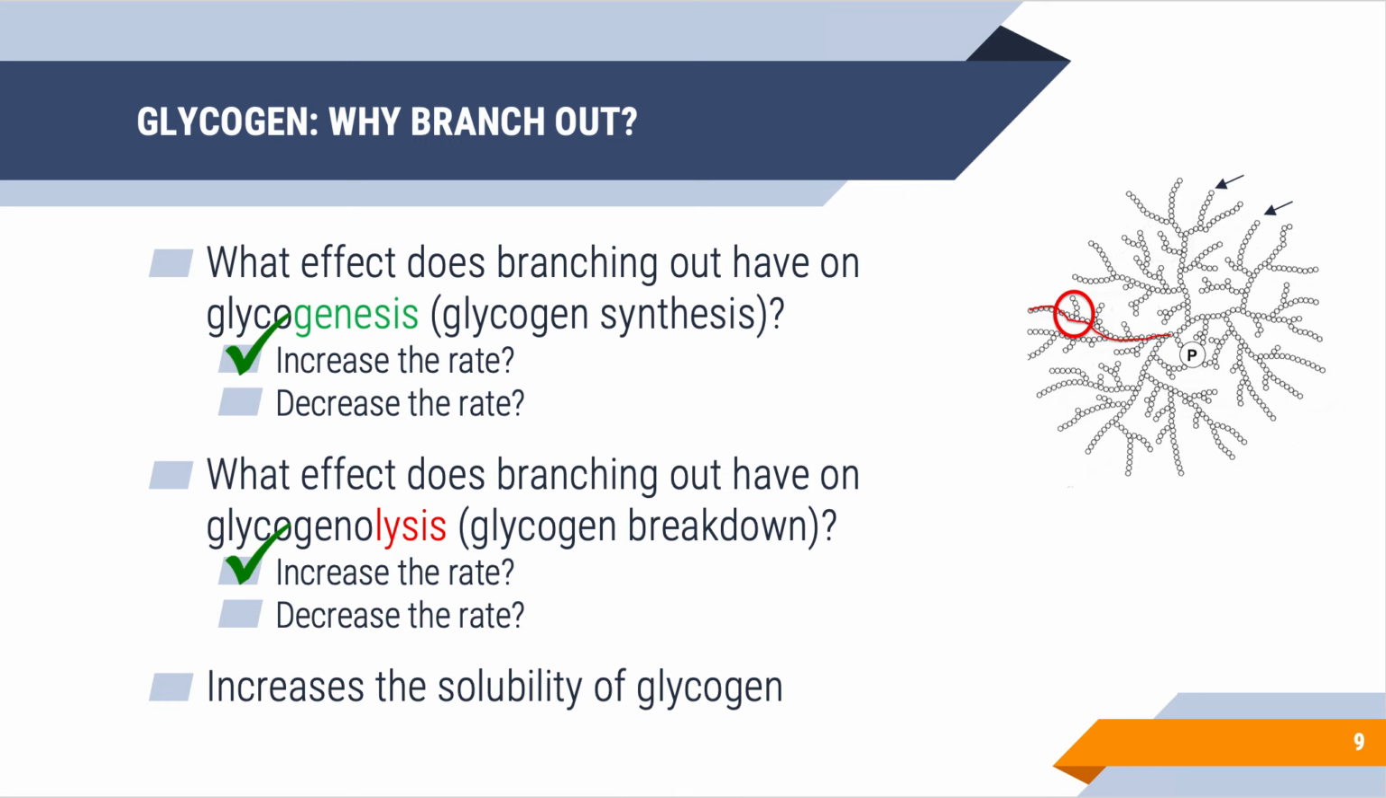Second, when we're talking about glycogenolysis, we're talking about glycogen breakdown and the idea that we can increase the rate of breakdown if we're taking it away from anywhere on those terminal ends. Lastly, glycogen can have increased solubility due to this branching structure because we're able to basically create this hydrophilic surface that promotes its ability to dissolve in fluid.